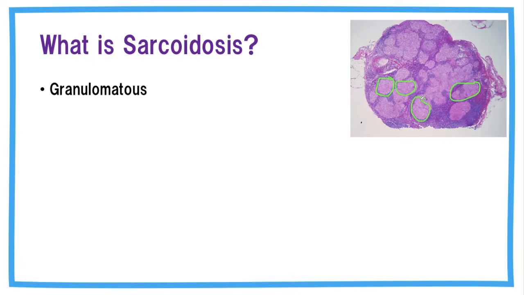Sarcoidosis is also a multisystemic disease, meaning it can affect any of the different systems of the body. I'll talk about this more when we get onto the signs and symptoms, but the most commonly involved organ is the lungs. But other frequent sites include the skin, eyes, and the heart.